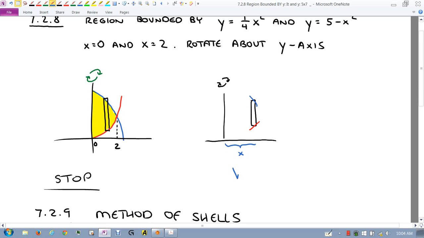What is the volume? 2 pi integral from where to where? 0 to 2 of, let's see, what's next? X, that's just going to be there because that's our radius. And then parentheses, f of x. What's f of x for us?